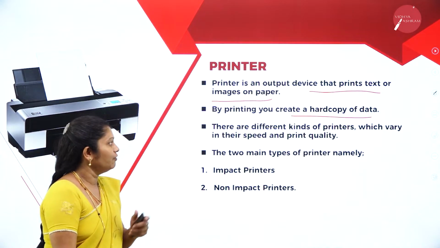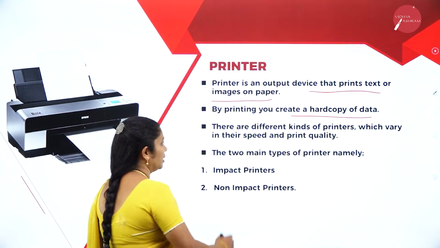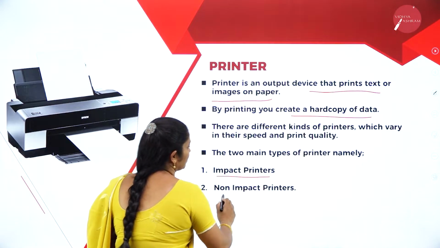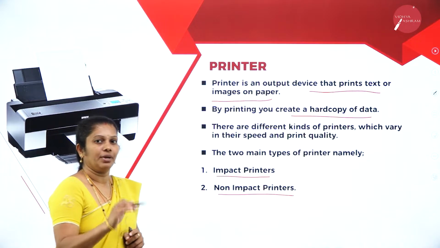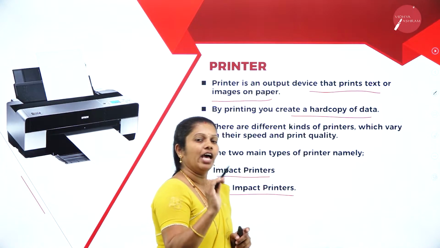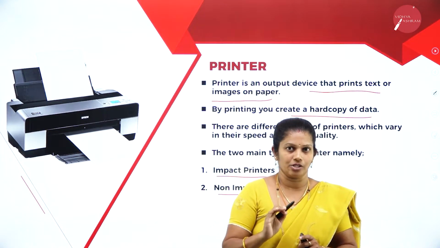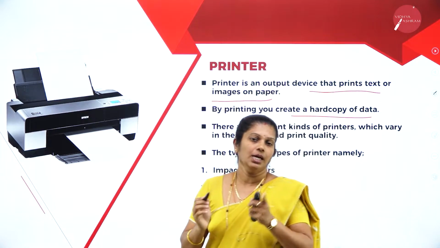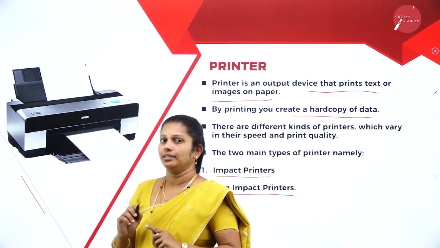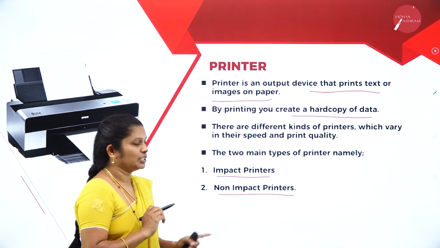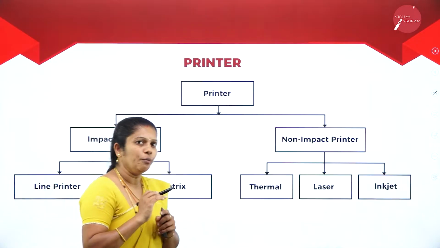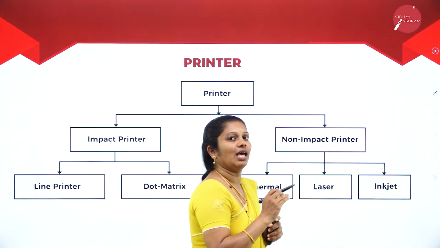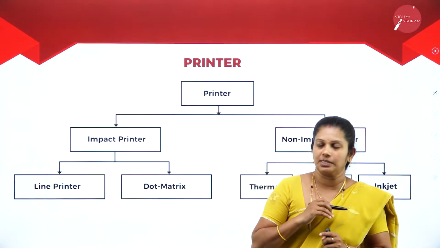When it comes to the different types of printers, there are two types: one is impact printer and the other is non-impact printer. A printer is an output device that helps to get the hard copy. That's all, the major points to remember. But when it comes to types of printer, the first is impact printer and the second is non-impact printer. Then what do we mean by impact as well as non-impact? One by one I will explain.